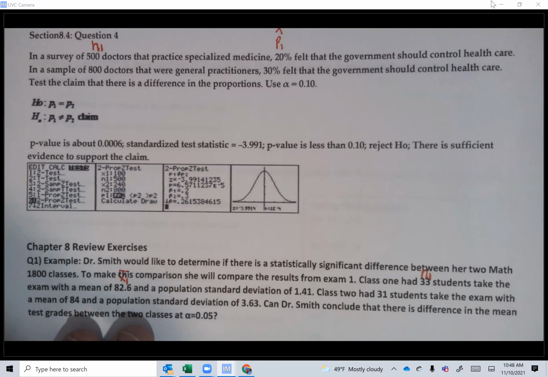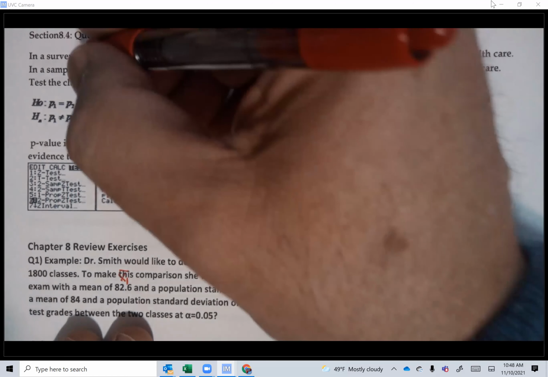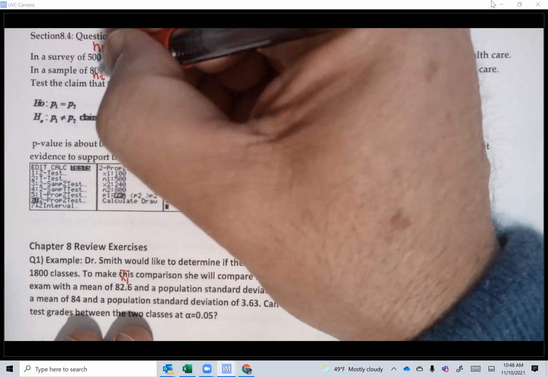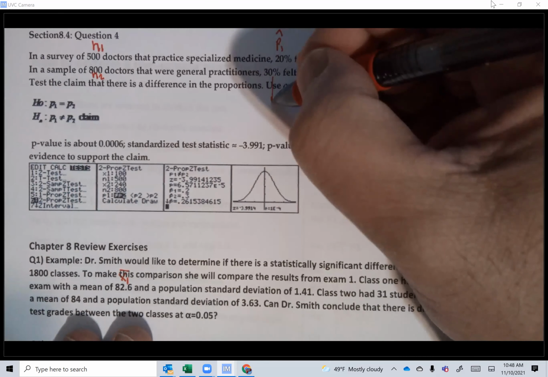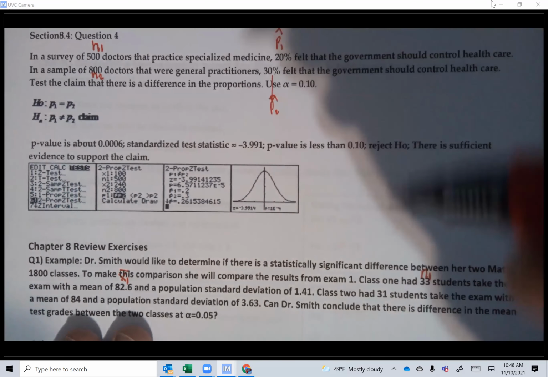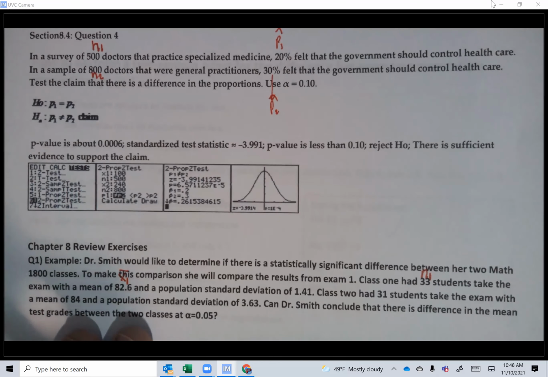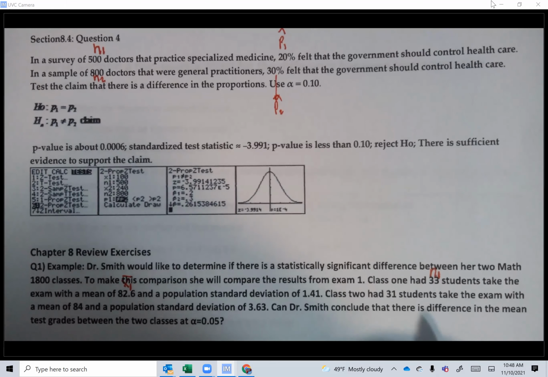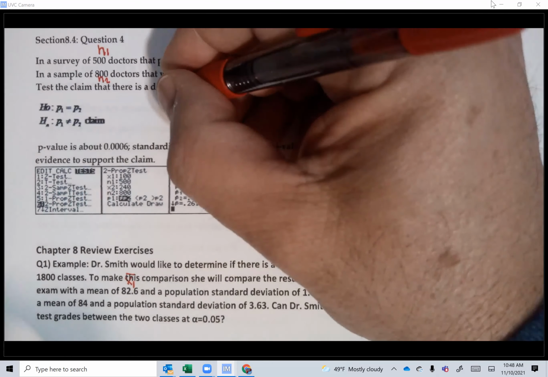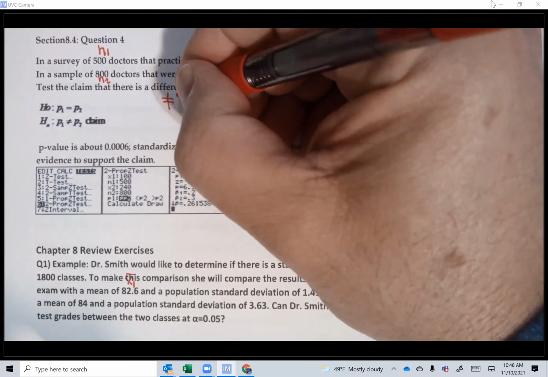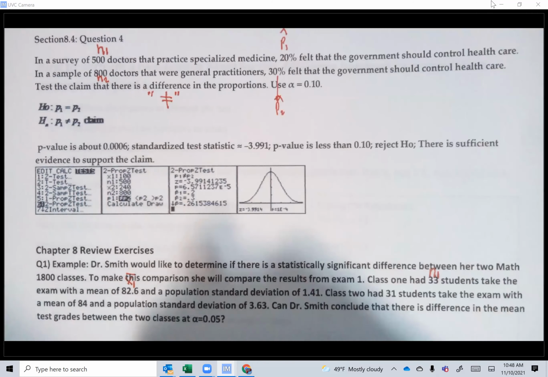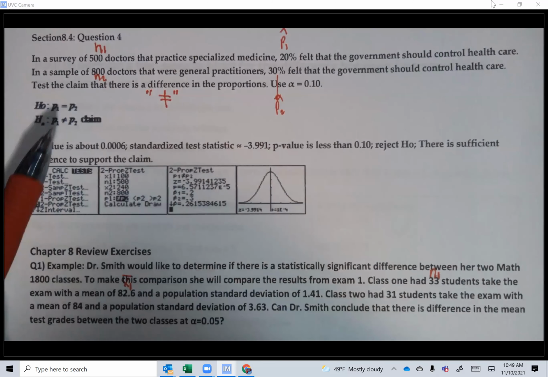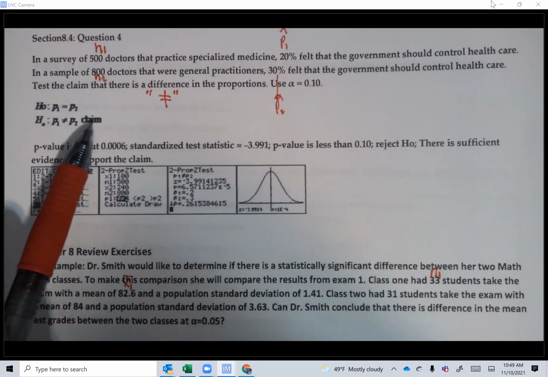In a sample of 800 doctors that were general practitioners, 30% felt that the government should control healthcare. So that's N2. I'll write them down separately in a second. And this is P2 hat. Test the claim that there is a difference in the proportion. I don't think, guys, you should be confused here. When it says there is a difference, that's what he's asking you to test. So look, P1 equals P2, P1 not equal to P2, and that's the claim.